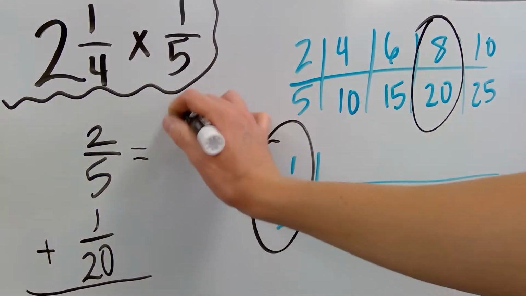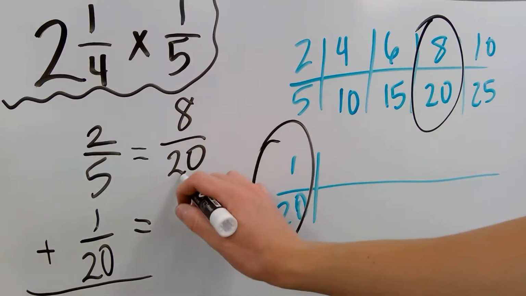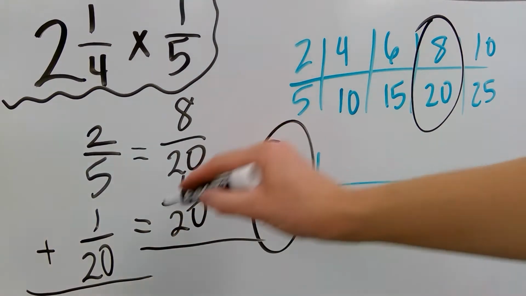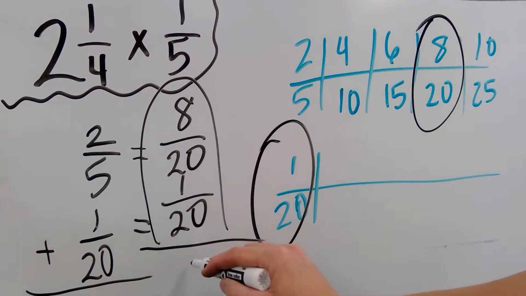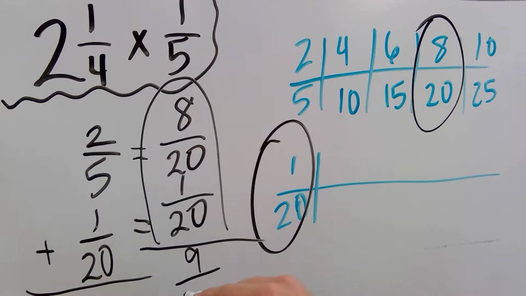2/5 is equivalent to 8/20. 1/20 gets to just stay as 1/20. And now I can add 8/20 plus 1/20 equals, if I don't have space, I might have to write it off to the side. 9/20. Yeah, I kind of ran out of space.